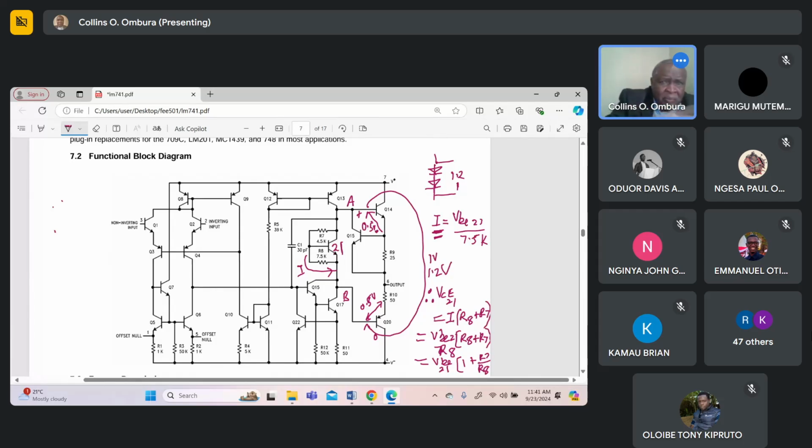Wow, that is not very tidy. Let me write it on top here, it might look a bit neater. So VCE of 21 will be equal to VBE of 21 into 1 plus R7 over R8.